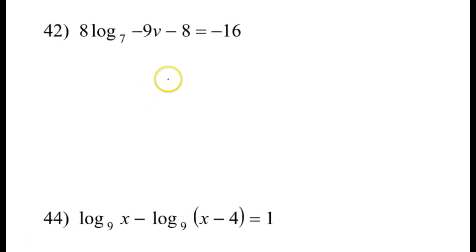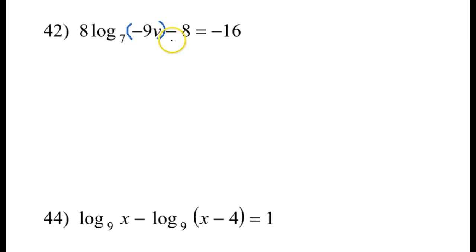Okay, so solving number 42. Let's not assume that they meant to have parentheses around this. If you were going to put in parentheses, it could only pertain to the negative 9v part. Let's assume that the negative 8 without parentheses is not included in the argument. Okay, so algebra 1 steps.